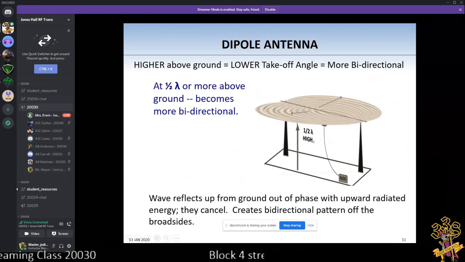As you come closer to the ground, it starts becoming more omnidirectional because less of this is getting canceled out. However, the more omnidirectional you become, you start losing distance because now you're spreading that energy out all the way around. Okay? So this horizontal dipole antenna is meant to be used as a horizontal dipole bidirectional antenna. That doesn't mean you can't manipulate it to do other things.